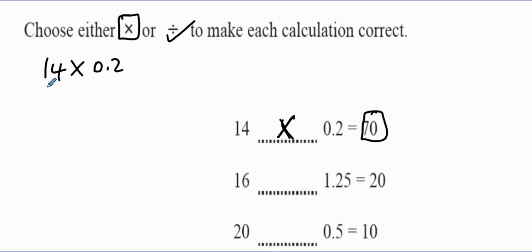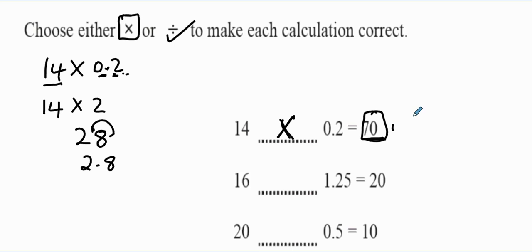What did I say? 14 times, ignore the decimal point, times 2. Can you see that 14 times 2 is 28? But can you see this number? It's 70. And here we have one decimal place. So one decimal place suggests 2.8. But can you see that the answer should be equal to 70? So because I have two signs, automatically, if multiplication fails, automatically division will work.